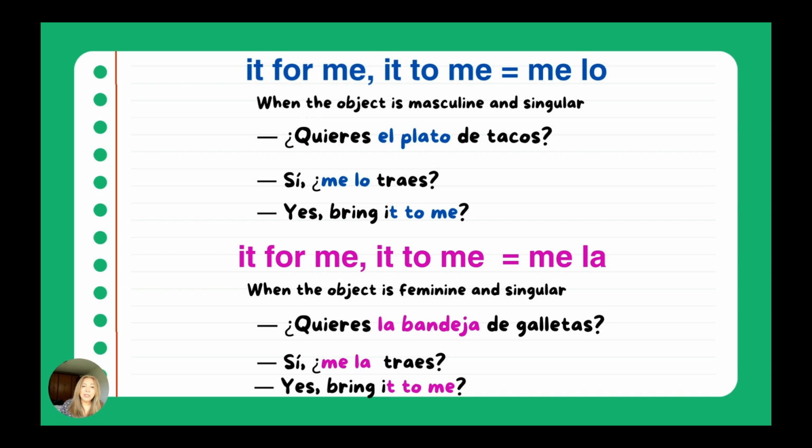The second example is the feminine instance, where the object is feminine and singular, like in the blouse, la blusa. In this case, ¿quieres la bandeja de galletas? Do you want the tray of cookies? La bandeja is feminine and it's singular. So therefore, me la, that would be it for me or it to me. We want to say, yes, bring it to me. Sí, me la traes. Will you bring it to me? Me la traes.